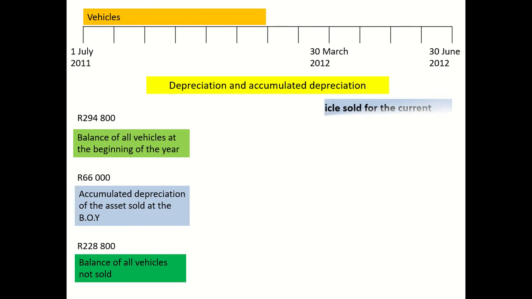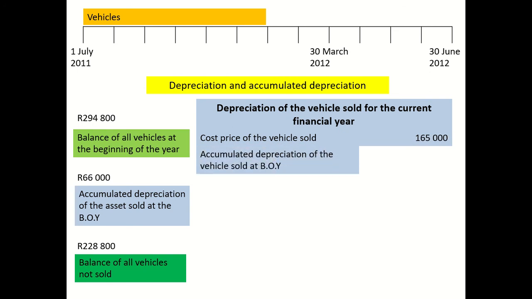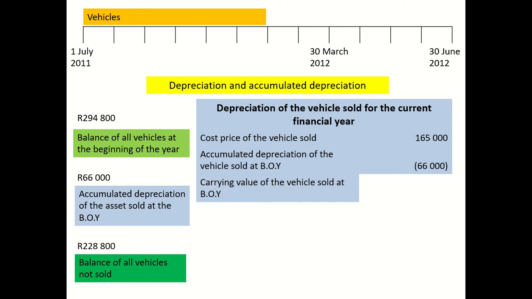Now, to calculate depreciation of the asset that was sold in the current financial year, you're going to start with the cost price of the asset, which is 165,000, and then write the accumulated depreciation of the asset that was sold at the beginning of the year, which I did give to you guys, which is 66,000 rand. Now take the 165,000 rand minus the 66,000 rand. You will get the carrying value at the beginning of the year, which will be 99,000 rand.